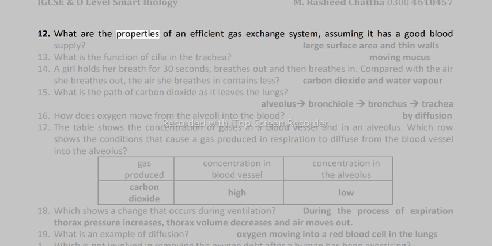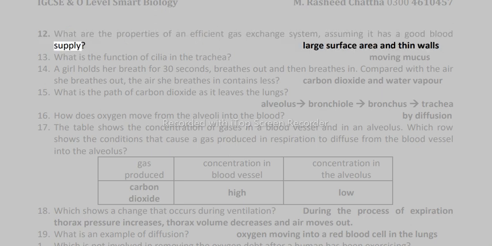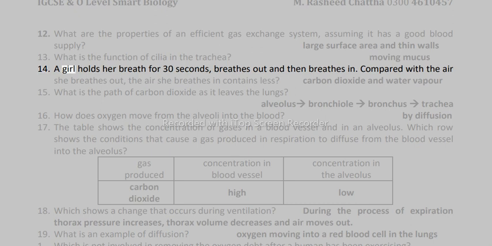12. What are the properties of an efficient gas exchange system, assuming it has a good blood supply? Large surface area and thin walls. 13. What is the function of cilia in the trachea? Moving mucus. 14. A girl holds her breath for 30 seconds, breathes out and then breathes in.